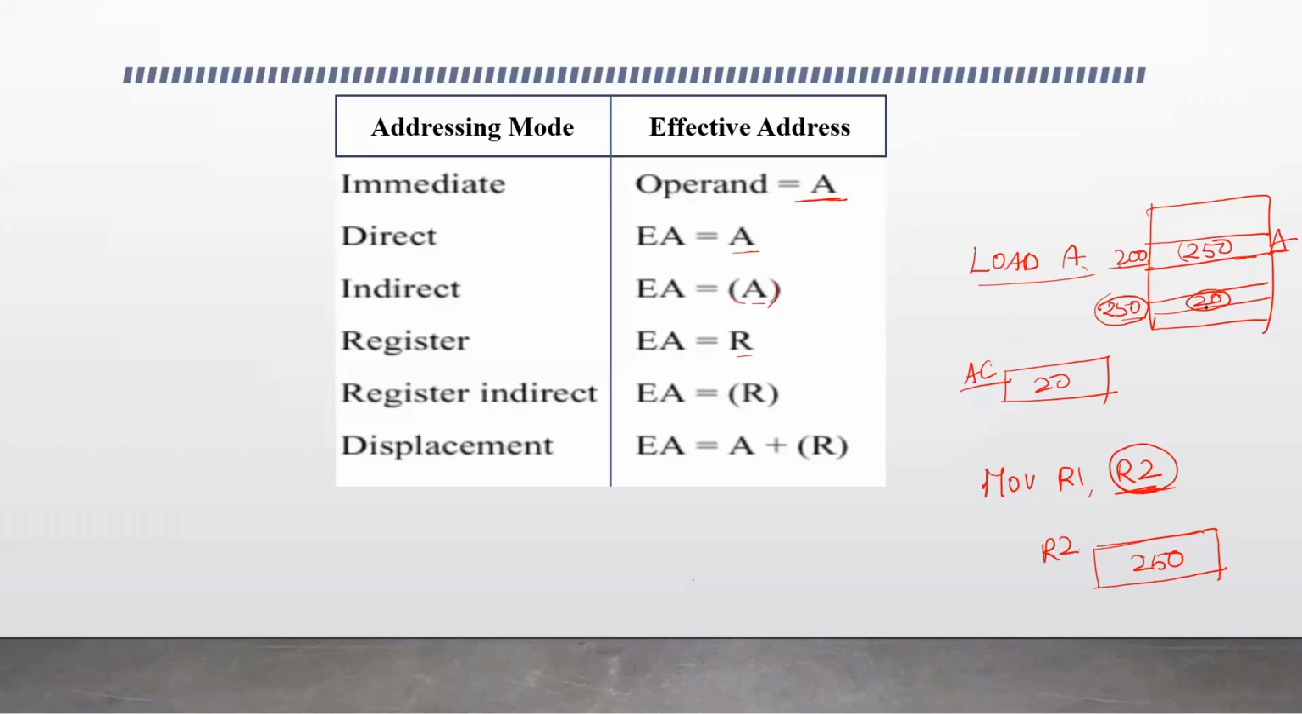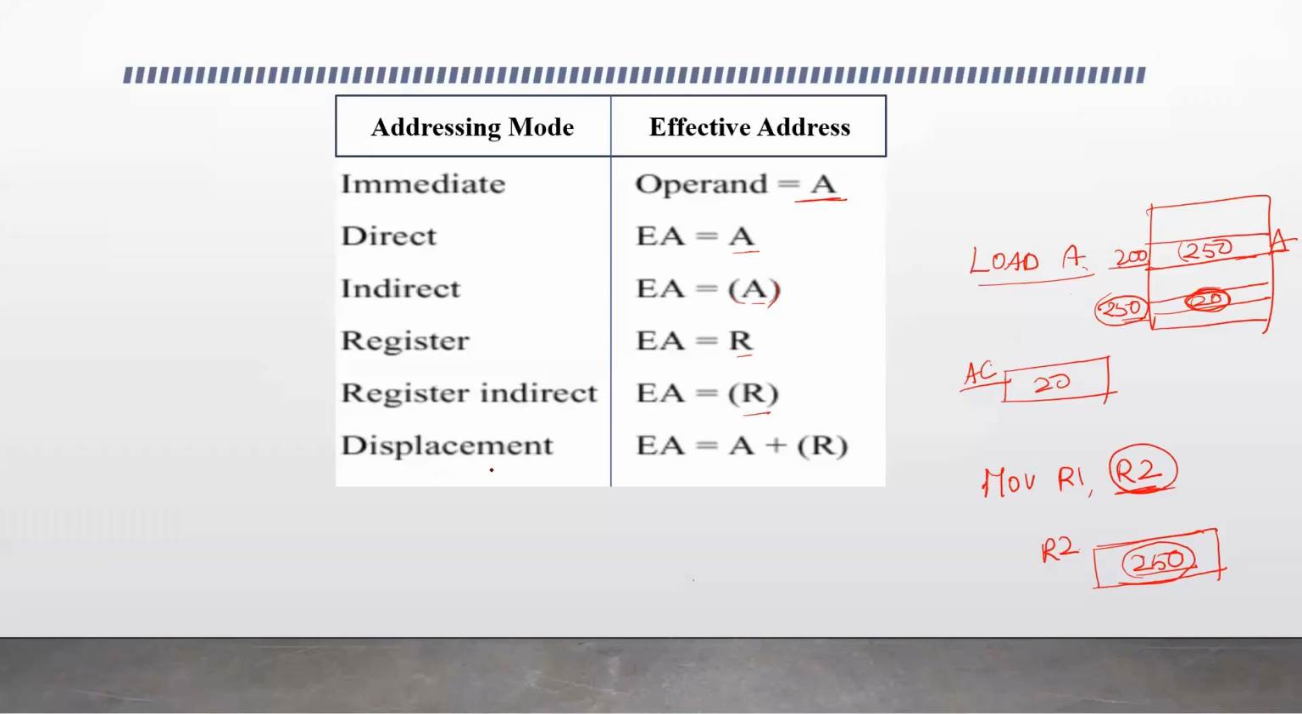What is the effective address of the operand? Our operand, the data, is 20, so the effective address is 250. That we will have in this register R2. That is why here we have enclosed it in brackets. In register indirect mode, the effective address is the content of register R. In this case it is 250. At this location we find the operand. So that is the effective address.